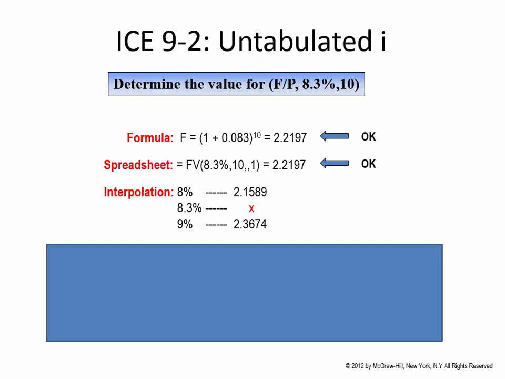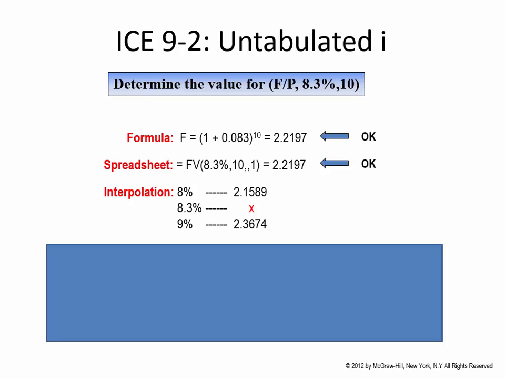And you can think of it this way. If on one axis we have the percentage rate, so here's 8 and here's 9, then the value that we had for 8% is 2.1589. So here's 2.1589.